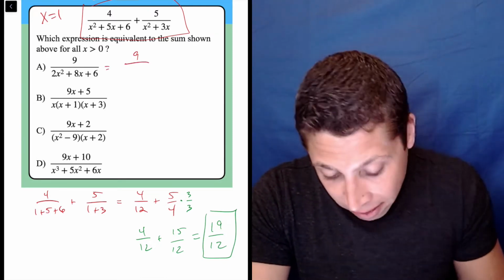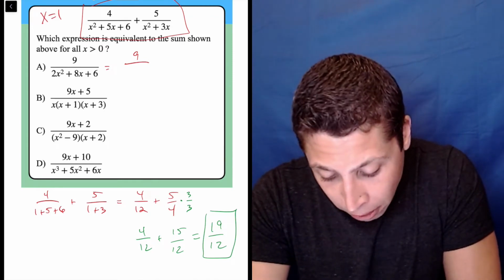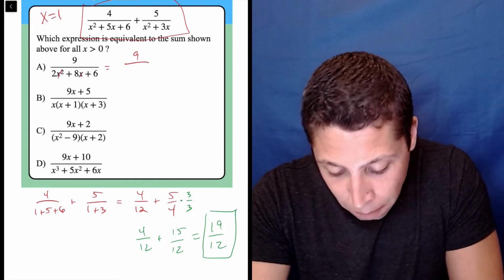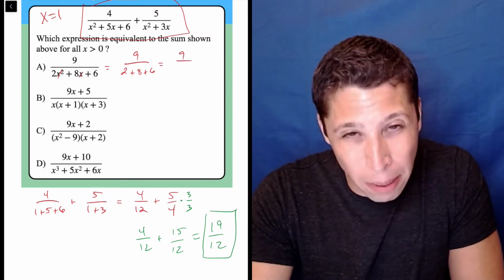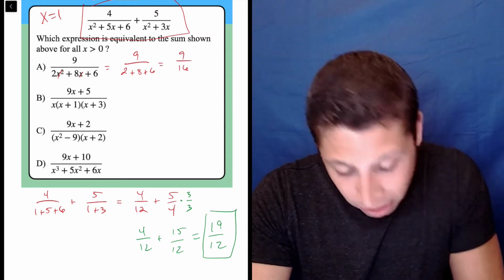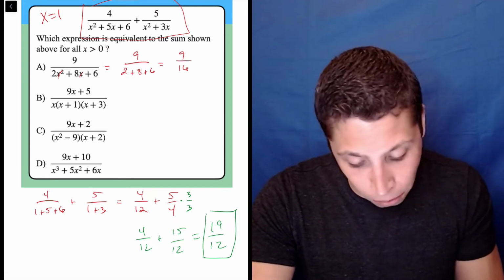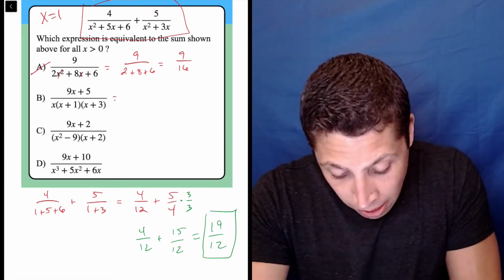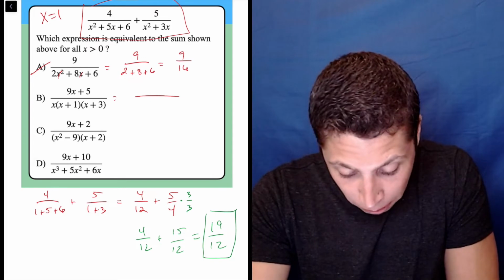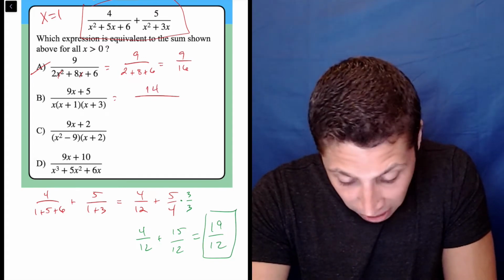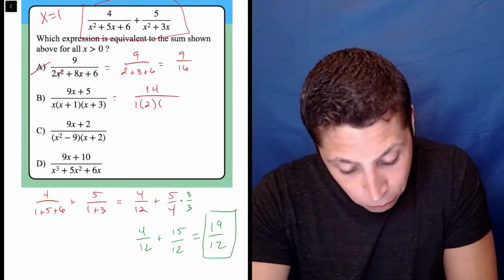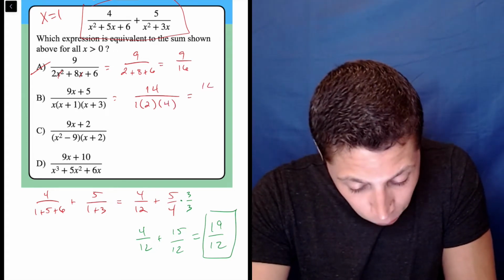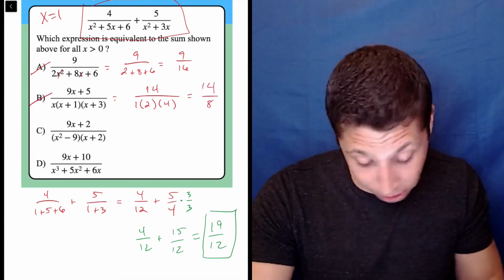Obviously, this top stays the same as 9, and then the bottom here, all these x's basically disappear, making this 2 plus 8 plus 6, so that is 9 over 8 plus 6 is 14, plus 2 is 16. So that's not 19 over 12, so that is gone. This top part here on choice B becomes 9 plus 5, that is 14, and then 1 times 1 plus 1 is 2, times 1 plus 3 is 4, so that is 14 over 8, not 19 over 12.